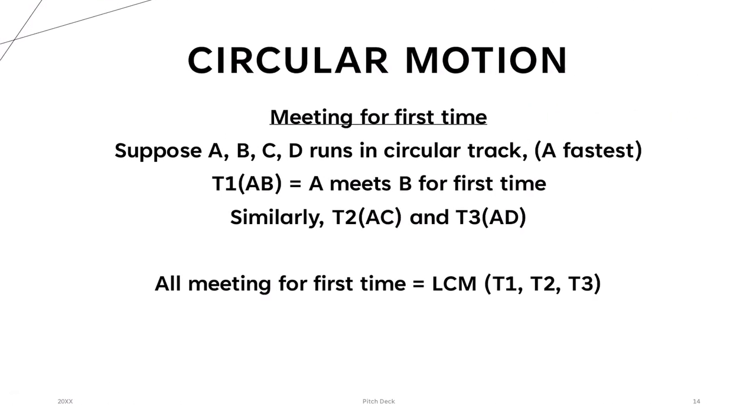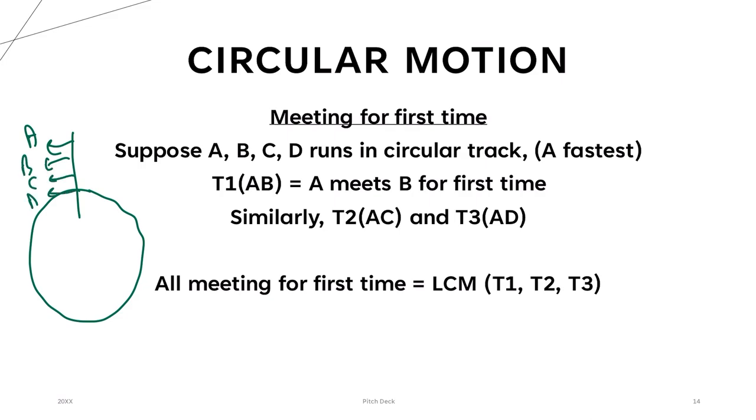Next part. Suppose this is a track, and there are not one, not two, but four people running: A, B, C, and D. A is the fastest of them all. Now, all meeting for the first time means A, B, C, and D have to all be at the same point. Suppose that point could be this. So they are all meeting for the first time at one single point. And what will that time be?